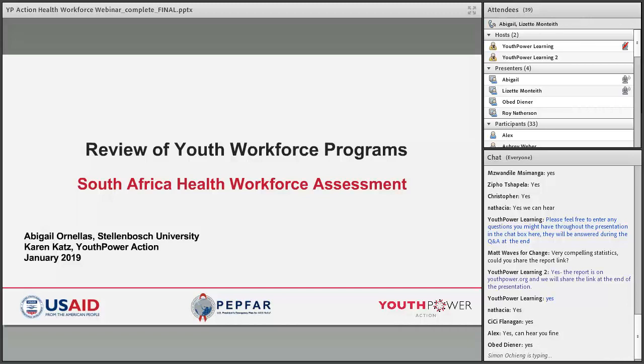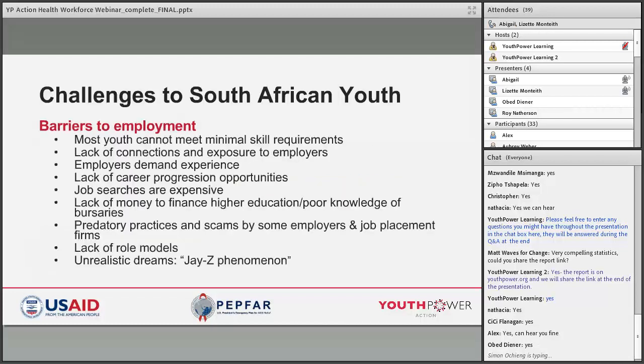So we're going to look at a review of the youth workforce programs that we assessed during this study. Obed has touched on this in the previous presentation, but just to give you a quick overview of the challenges that South African youth are facing, particularly in terms of employment. Most youth are unable to meet the minimal skill requirements to enter the health and social services sector. So as Obed was saying, in terms of high school subject requirements, and particularly even just matric, which is just completing high school, this is a barrier for many of South Africa's youth.